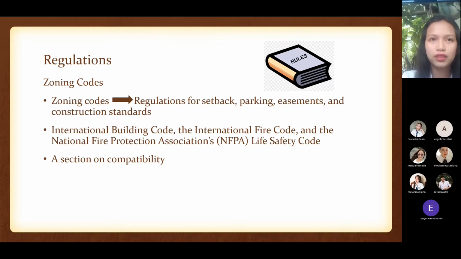The Life Safety Code is the most widely used source for strategies to protect people based on building construction, protection, and occupancy features that minimize the effects of fire and related hazards. It has a section on compatibility. It is to protect the public health, safety, and general welfare, and to provide protection from tragedy. Next slide.